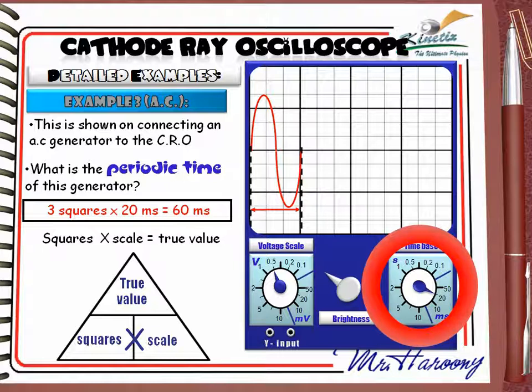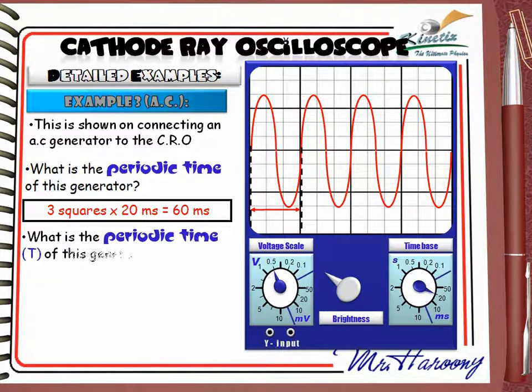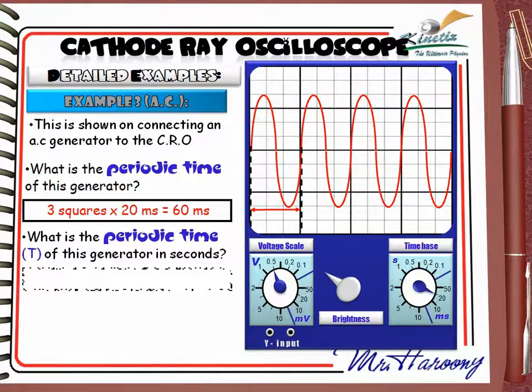If there will be further questions, we need to get rid of the millisecond. It's not our standard unit and it must be changed into seconds. What is the periodic time of this generator in seconds? To change the 60 milliseconds into seconds, simply divide 60 by 1000. This will give 0.06 seconds.